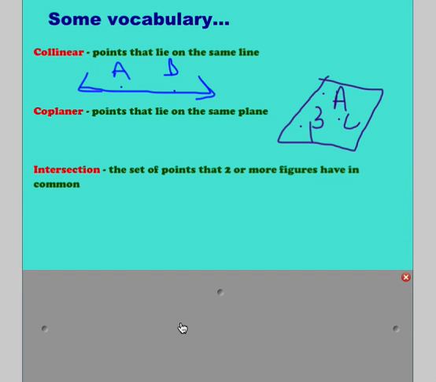Let's take a look at the intersection. It's the set of points that 2 or more figures have in common. Okay, so the intersection is the set of points that 2 or more figures have in common. You could think of it kind of like a Venn diagram.